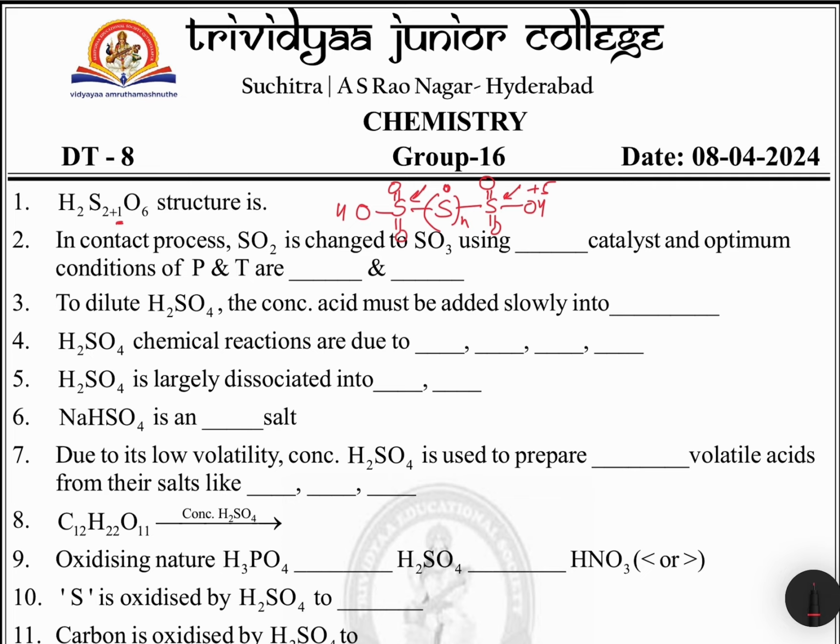Then in contact process, SO2 is changed to SO3 using vanadium pentoxide catalyst at a pressure of 2 bar and 720 Kelvin temperature. To dilute H2SO4, the concentrated acid must be added slowly into water. Dilute means if you want to dilute the H2SO4, take concentrated, add acid to water. Don't add water to acid. Add small amount of acid to large amount of water with constant stirring.